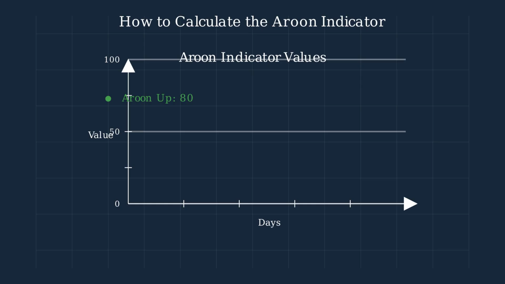Our Aroon Up value of 80 indicates that the highest price occurred relatively recently within our 25-period window, while our Aroon Down value of 60 shows that the lowest price is somewhat recent, but not as recent as the high. These calculations tell us how recent the highest and lowest prices are within our specified period.